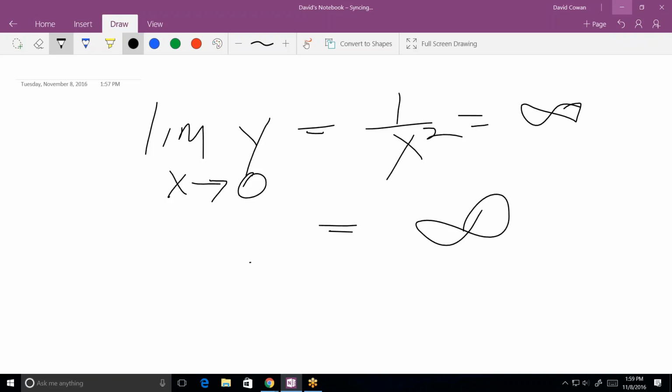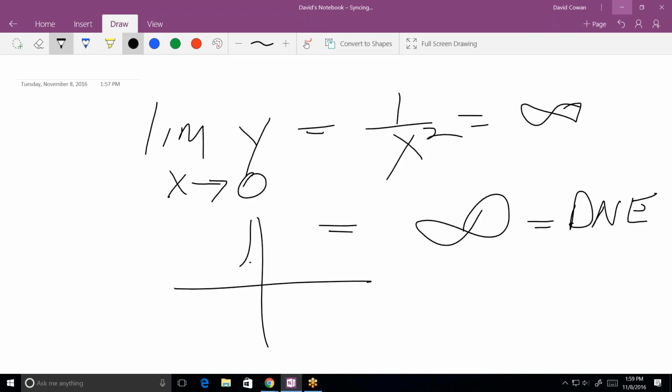You'll still have some teachers that want to call this does not exist because they don't like using the term infinity. But it definitely exists. In other words, if I graph this function, this is what it looks like. You can see as we approach 0 from the right, we're going to infinity. And as we approach 0 from the left, we're going to infinity. So therefore, the function at 0 is infinity.